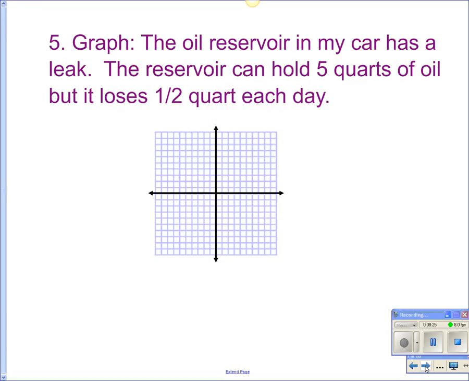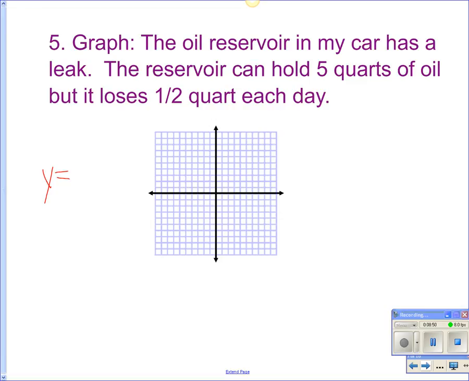All right, number 5. We did do this one yesterday. Again, we're just reviewing. Ethan H., read 5 for us. The oil reservoir car has a leak. The reservoir of 5 quarts of oil would lose a half a quart each day. Good. Dylan, help me do a y equals.